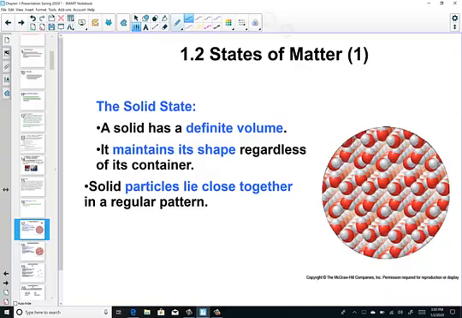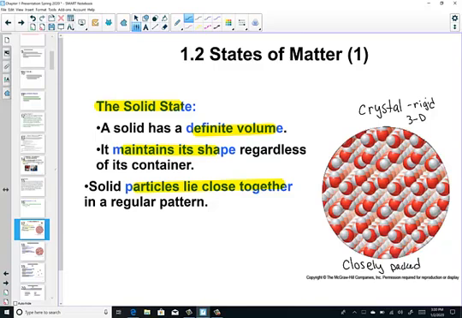And the first of the 3 phases will be the solid state. The solid state has a definite volume and maintains its shape regardless of its containers. And these particles lie very close together in a very repeated, organized pattern. Solids typically are found as crystalline structures, a very rigid, repeating pattern in 3 dimensions. So notice how closely packed these molecules are. So closely packed that they have hardly any empty space between them at all.